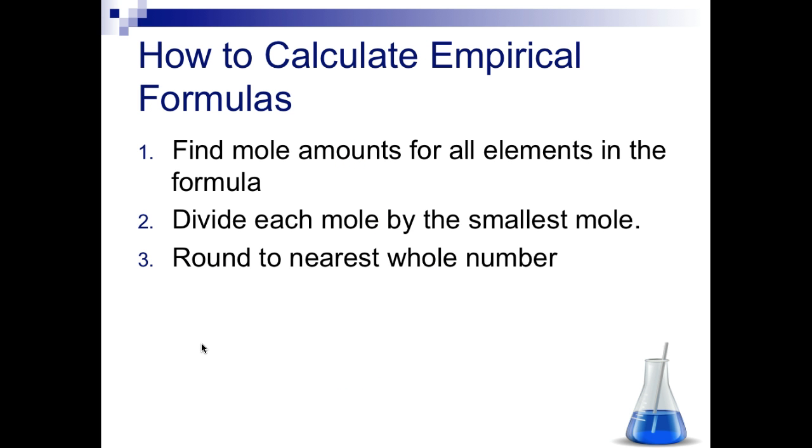Now we can calculate empirical formulas. If you're given numbers, masses, or percents for each of the elements in the empirical formula, you can physically calculate it. So there's 3 steps you're going to do. You're going to find the mole amounts for all the elements in the formula. You're going to divide each mole by the smallest mole, and you're going to round to the nearest whole number.